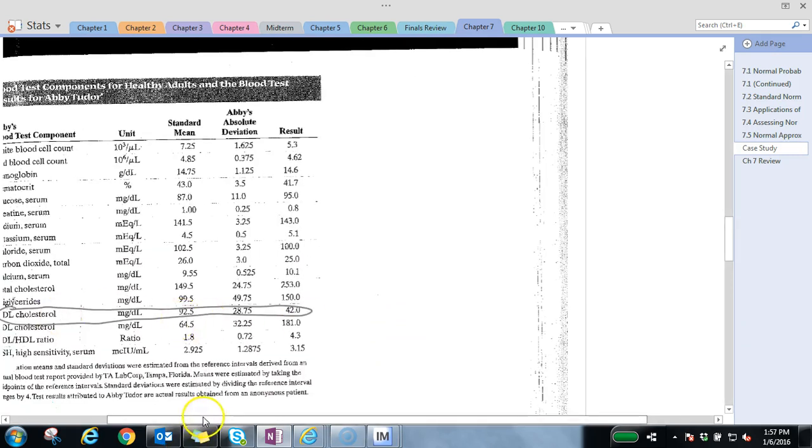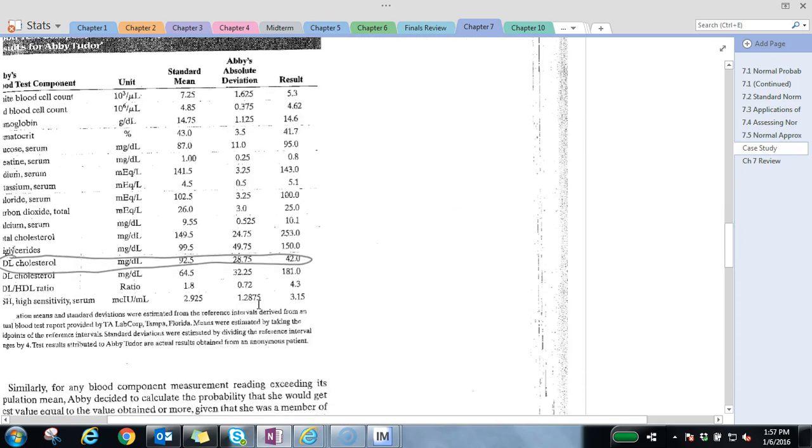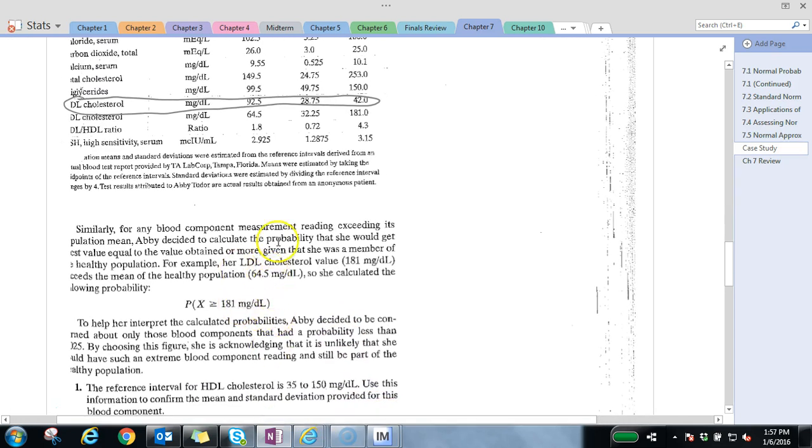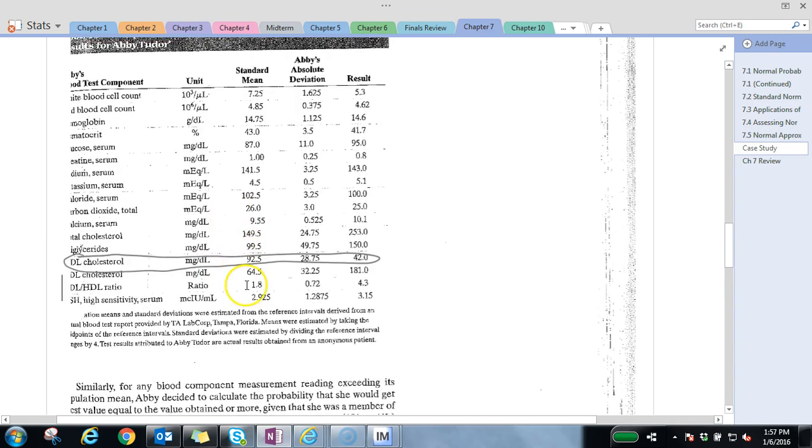So HDL cholesterol here, her value is 42, the mean is 92.5, so we're going to find the probability that X is less than 42 using this mean and this standard deviation. For any component that is above, so here LDL cholesterol, the next one here, 181, is higher than the 64.5, so she's going to find the probability that X is greater than 181. And we do that for all 17 components listed here.